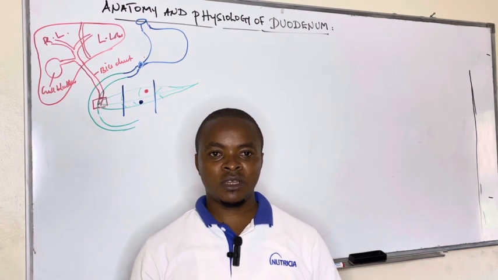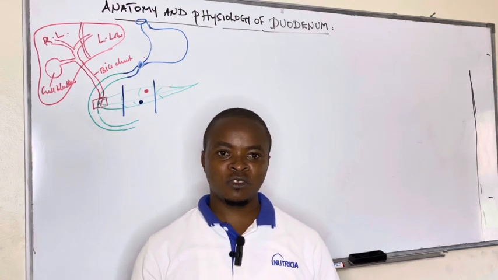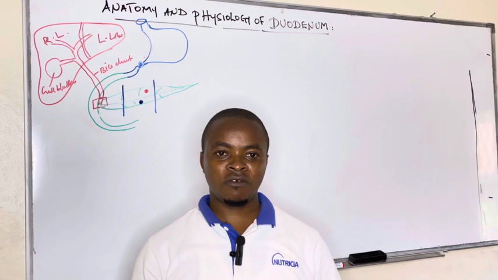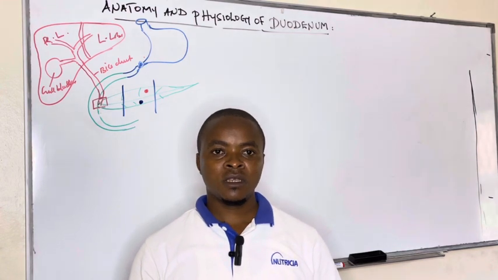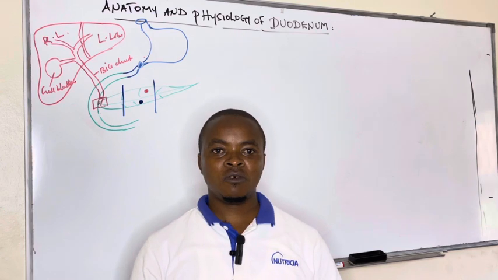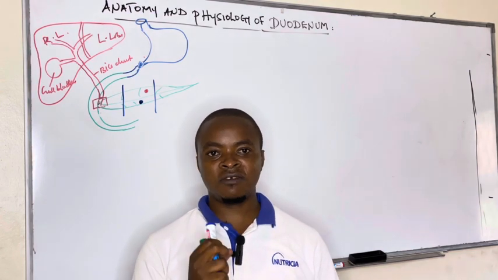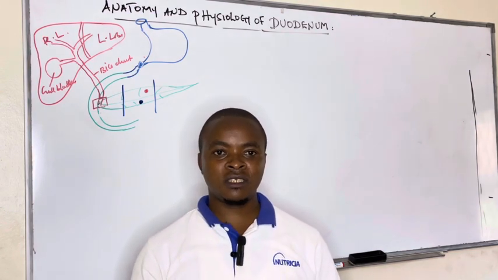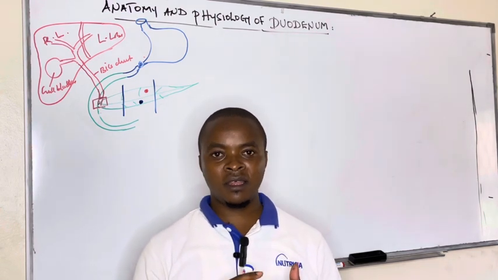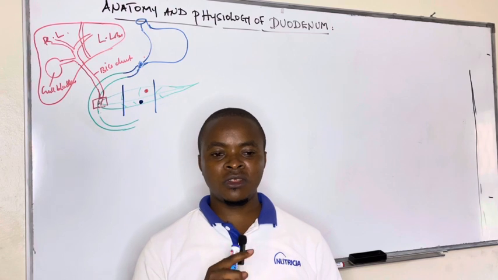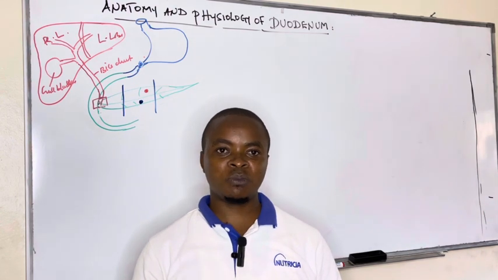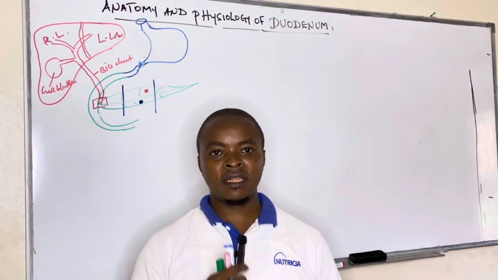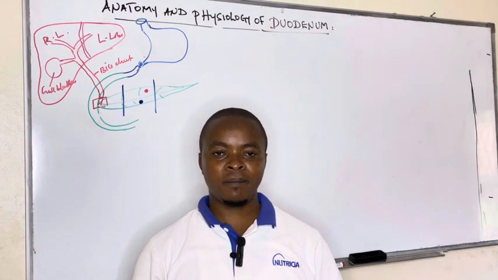In this session, we are going to discuss the anatomy and physiology of the duodenum. The duodenum is the first part of the small intestine, which we know is divided into three: the C-shaped duodenum, the jejunum, and the ileum. Since the duodenum is the first part, we want to start with it. Then in the next video, we shall talk about the ileum.